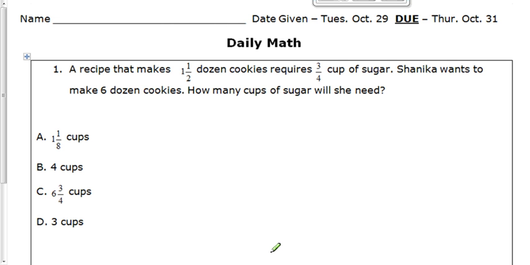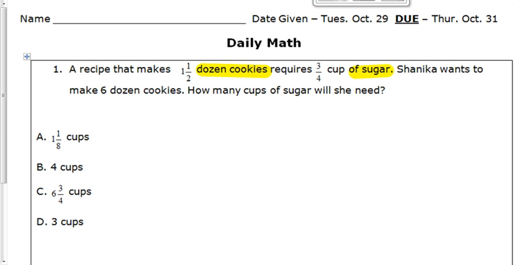A recipe that is 1.5 dozen cookies requires 3/4 cups of sugar. Shanika wants to make 6 dozen cookies. How many cups of sugar will she need? Okay, well, this is a proportion that we're doing right now. It's talking about 1.5 dozen of cookies versus the cups of sugar.